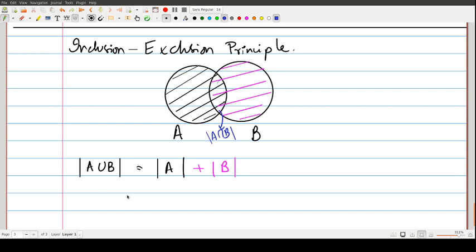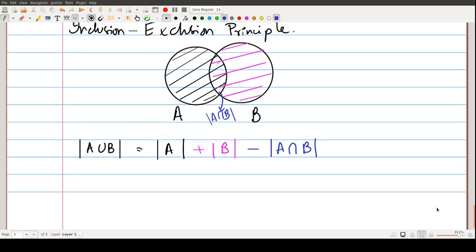So if I want to find A union B, what I can do is remove these elements, A intersection B, and now you have the number of elements of A union B. And so this part is inclusion and this part is exclusion, right? Now it won't be a general principle if it only worked for 2 sets.